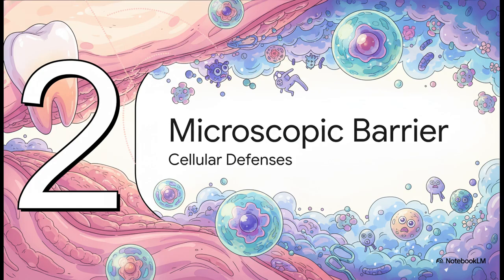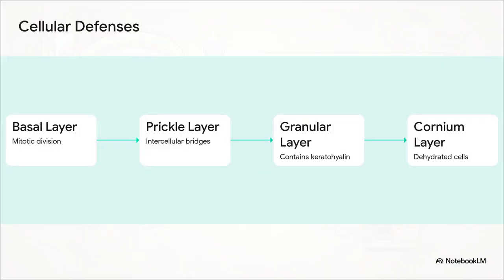Moving right along to section 2, the microscopic protective barrier. Let's zoom in and look at the cellular defenses. So, about 90% of your epithelial cells are keratinocytes, and they go on this incredible journey. They start down in the deeper basal cell layer, where they're actively undergoing rapid mitotic division. From there, they're pushed upward through the prickle cell layer and then the granular cell layer, flattening out as they go. Finally, they reach the top, the keratinized layer.